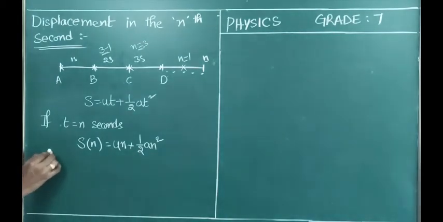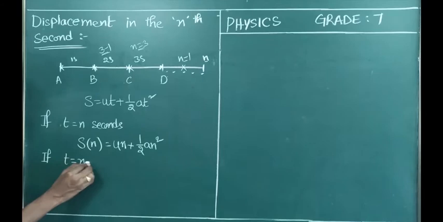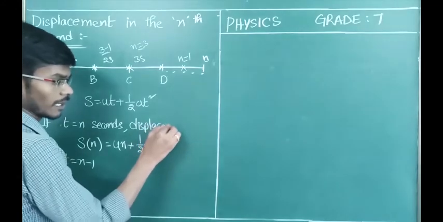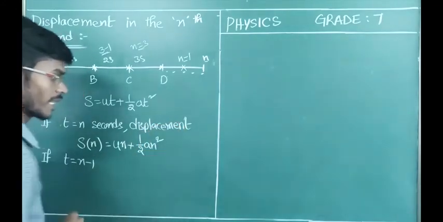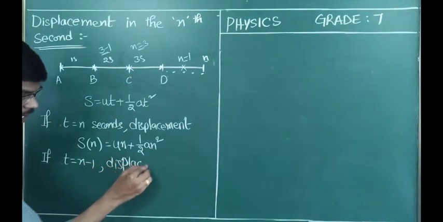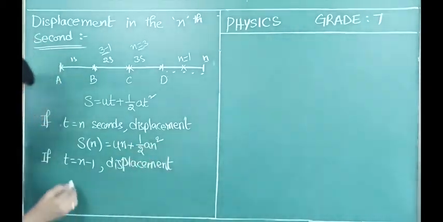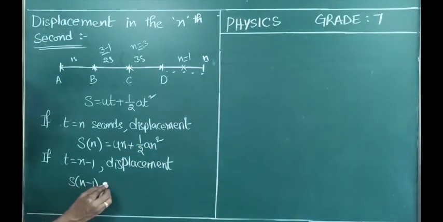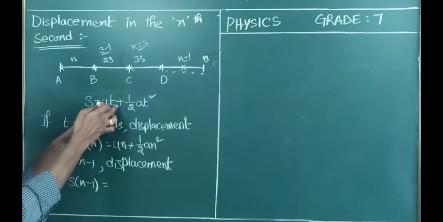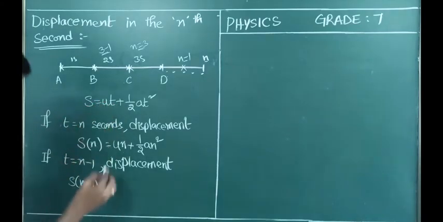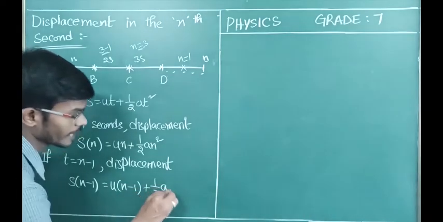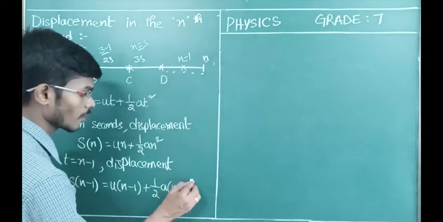Then if t is equal to n minus 1, displacement, like this if we write, this will be very easy to understand. If t is equal to n minus 1, displacement can be written as S of n minus 1. So here t is equal to n minus 1 means in the place of t we are going to substitute n minus 1. So substitute u into n minus 1 plus 1 by 2 into a into n minus 1 whole square.